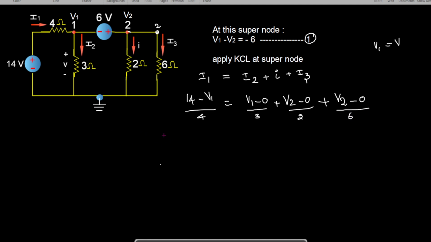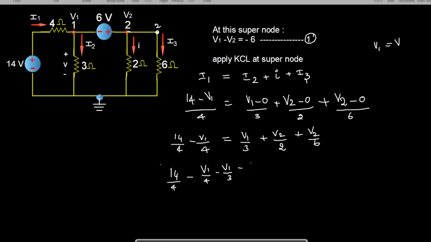So now we can write this as 14 by 4 minus V1 by 4, that is equal to V1 by 3 plus V2 by 2 plus V2 by 6. Okay. So if I bring everything to this side, it is 14 by 4 minus V1 by 4 minus V1 by 3 minus V2 by 2 minus V2 by 6. That is equal to 0.